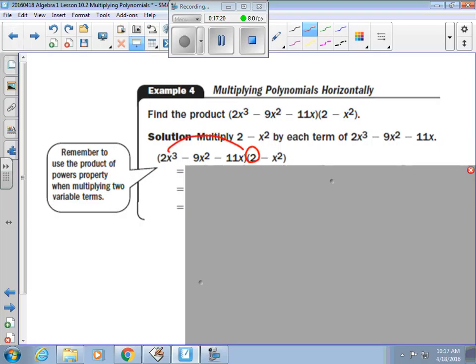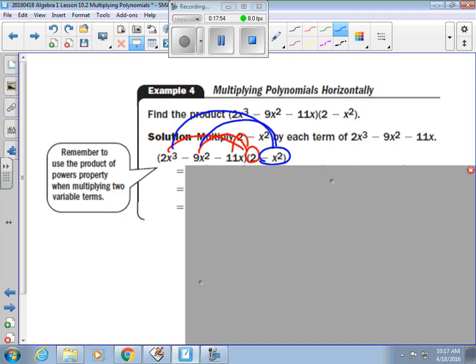2 times 2x cubed is 4x cubed. 2 times negative 9x squared is negative 18x squared. And 2 times negative 11x is negative 22x. We're going to do the same thing with the negative x squared. Negative x squared times 2x cubed is negative 2, then you have x squared times x cubed. You add the exponents, 2 plus 3, to get x to the 5th.